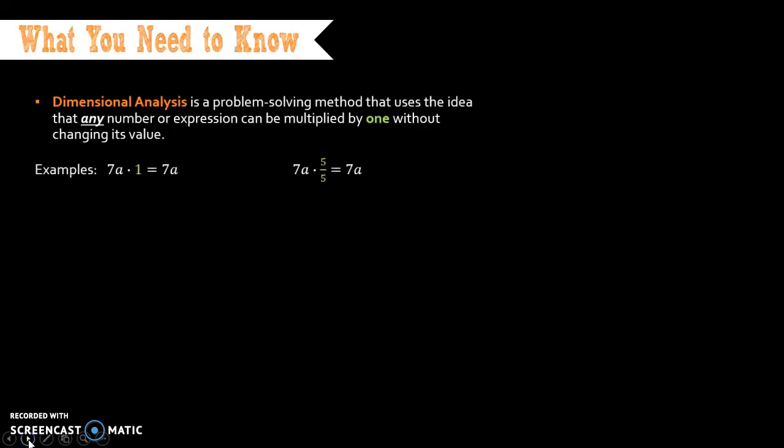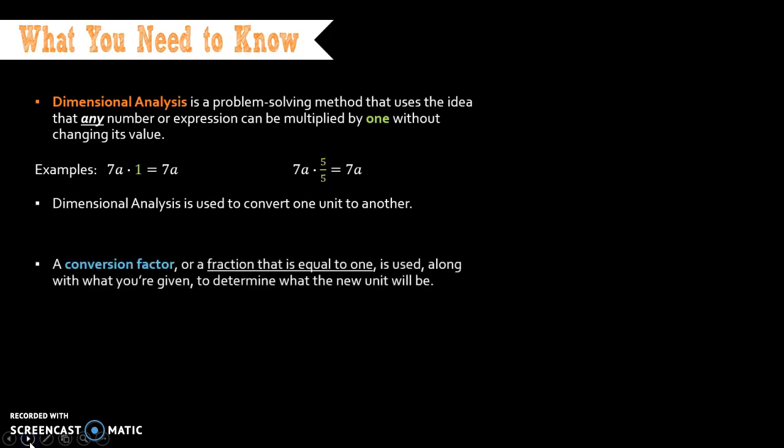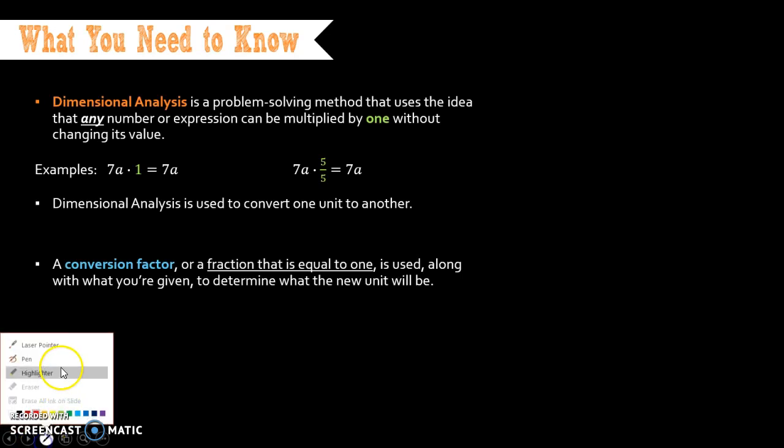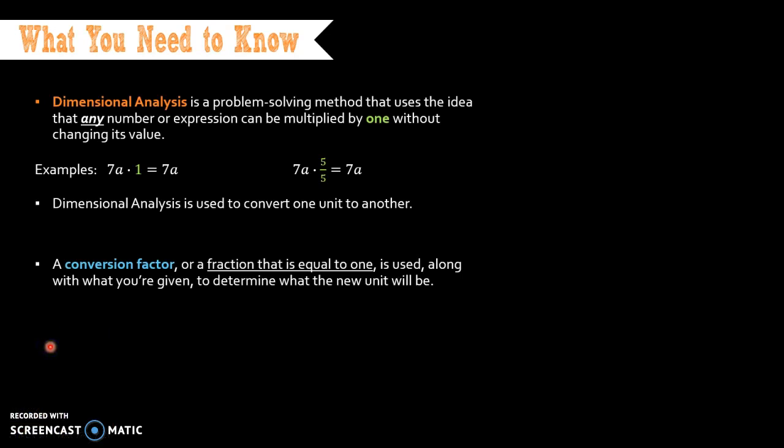So here's an example. I can take 7a, multiply it by 1, and I still get 7a. I can multiply 7a times 5 over 5, which is equivalent to 1, and still get 7a. Dimensional analysis is used to convert one unit to another. We do that by using a conversion factor. A conversion factor is a fraction equal to 1. Just like up here, 5 over 5 is equal to 1.